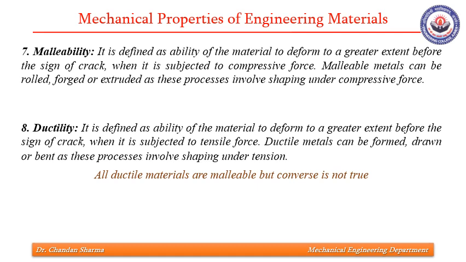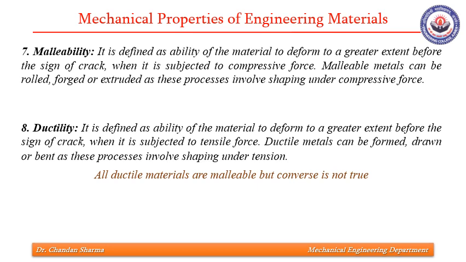Then comes the property malleability, which is the ability to be drawn in the form of sheets, or in other words, it is the ability of the material to deform to a greater extent before the sign of a crack when it is subjected to compressive forces. Malleable metals can be rolled, forged, or extruded, as these processes involve shaping under compressive forces.